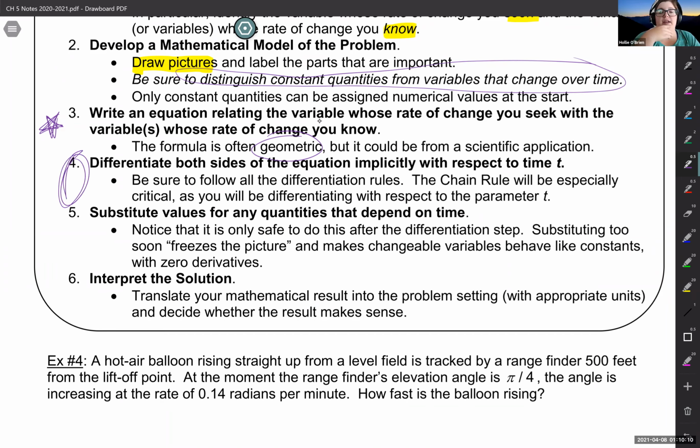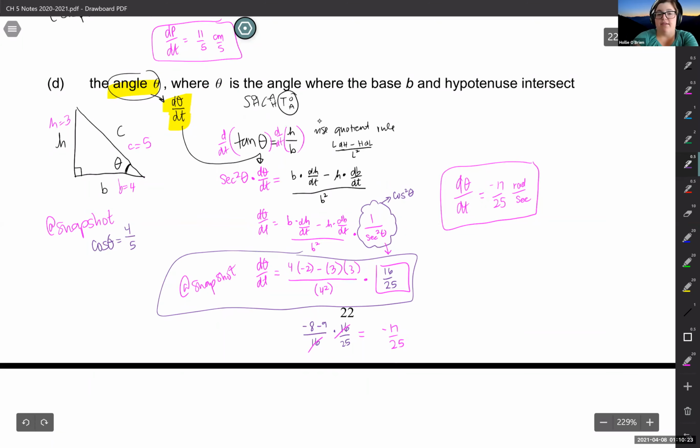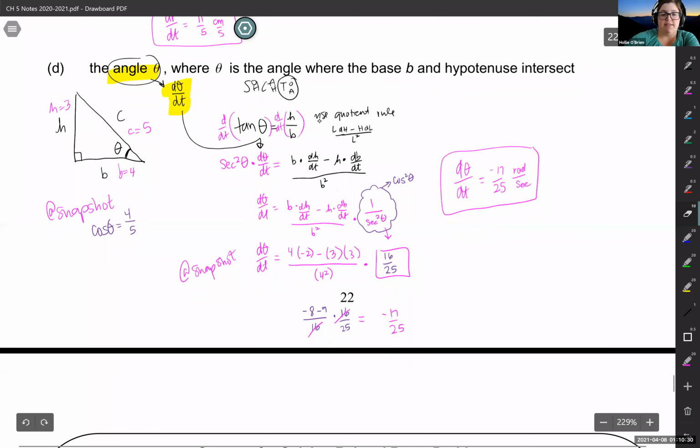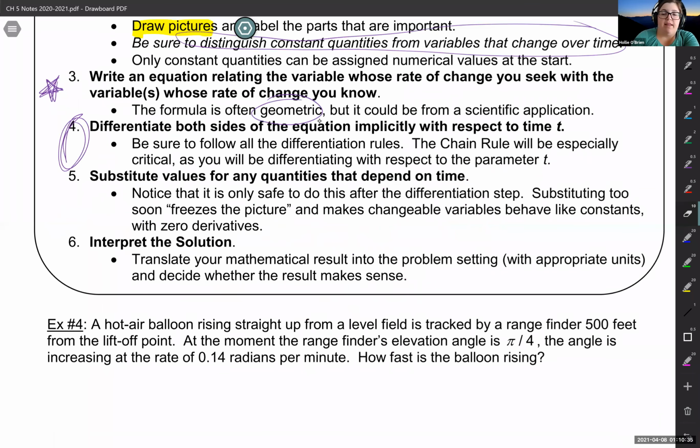And then substitute values for any quantities that depend on time. So this step five are the lines that say snapshot. That's when I plugged in for everything. I was like, okay, at the moment in time, at that instant, that's when I plug in for the constants, for the lengths, and the rate of change. And then interpret the solution, right? Literally have units. Does it make sense? If you find that your volume is 50 billion units squared, maybe that's off, right? A lot of these should be reasonable problems.